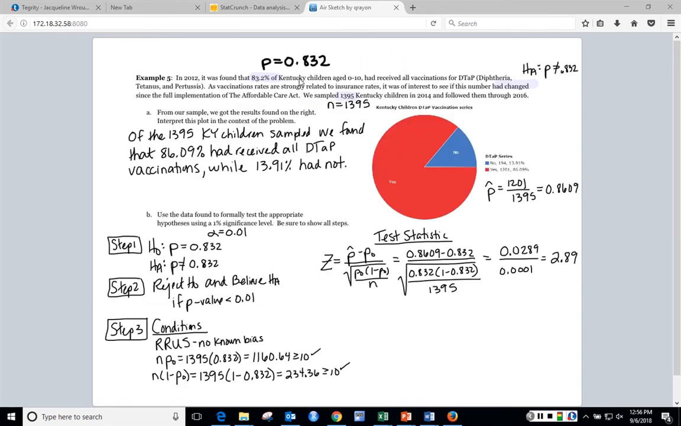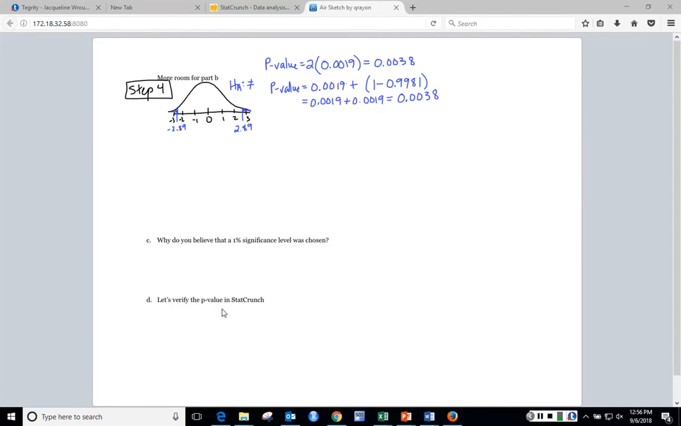Alright, now either way that you did it, same p-value, we're going back to step 2 and checking, is our p-value less than 0.01? If our answer is yes, we are going to reject the null and believe the alternative. If not, we will fail to reject the null hypothesis and not believe the alternative. Ours here is less than 0.01. So we will reject the null hypothesis and believe the alternative hypothesis.